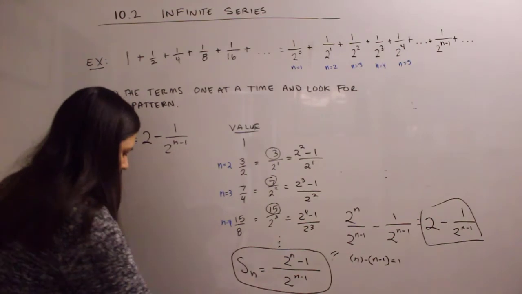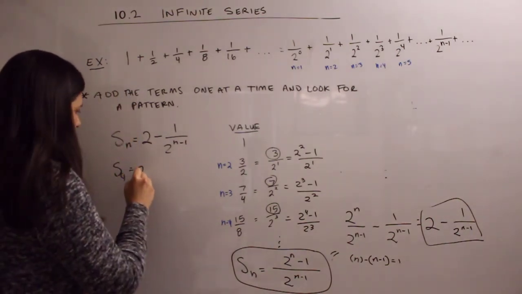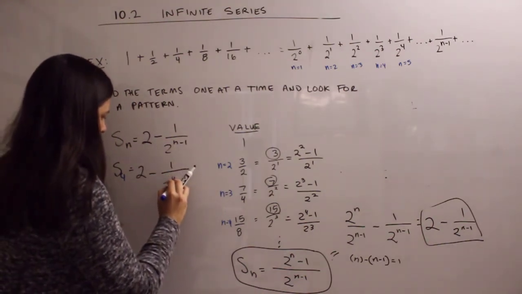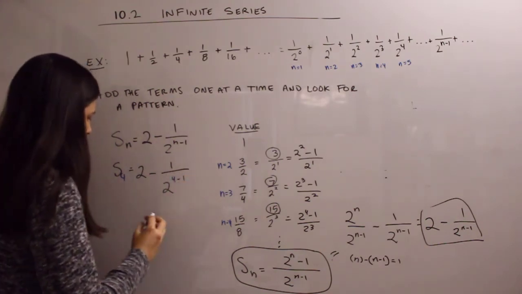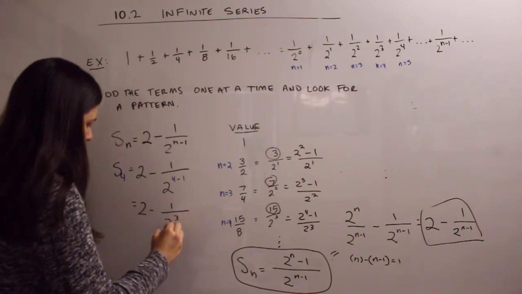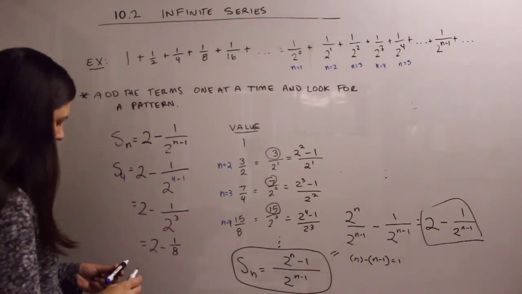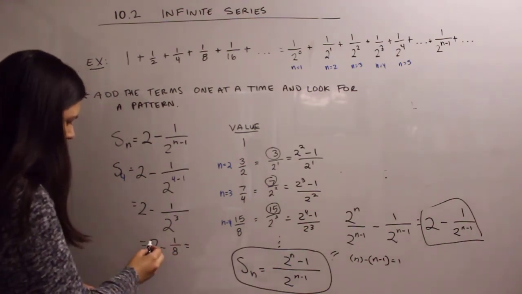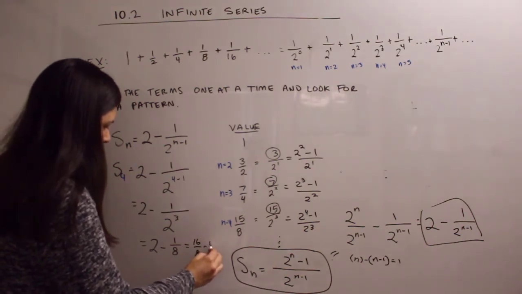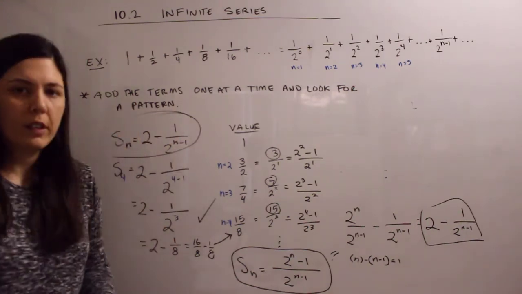When n is 4, what are we going to get out of here? Okay, so 2 to the 1, 2, minus 1 over 2 to the 4 minus 1 power. So this is 2 minus 1 over 2 to the third power. So this is 2 minus 1 over 8. And with a common denominator, this is going to be 16/8. So 16/8 minus 1/8 is 15/8. So our formula does work.